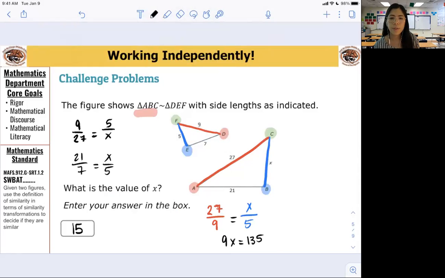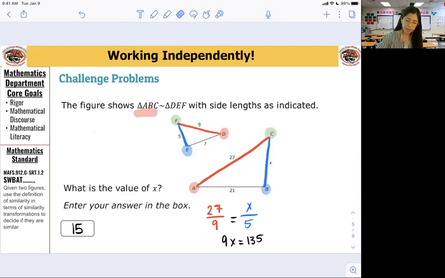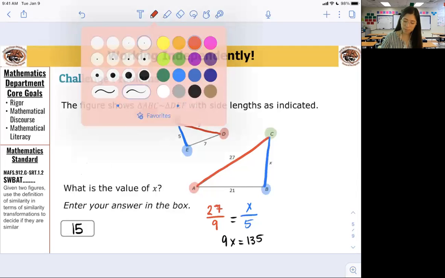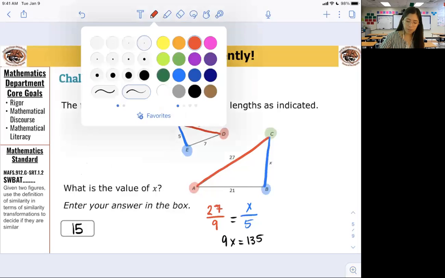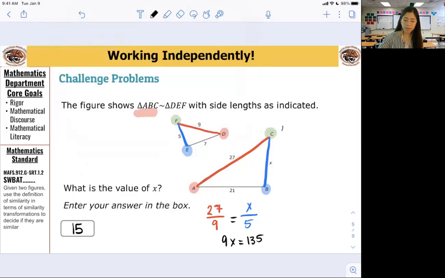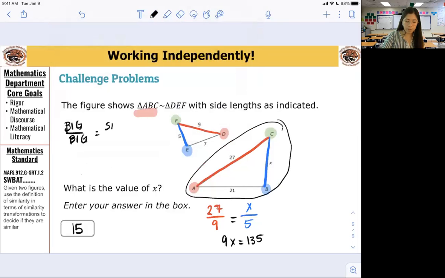You did x over 27 equals 5 over 9. That still works, because again, consistency is the most important thing. Because what did you do? You did two sides of the same triangle, right? So you did big over big and small over small. Consistent. Keeping it consistent is the most important thing.